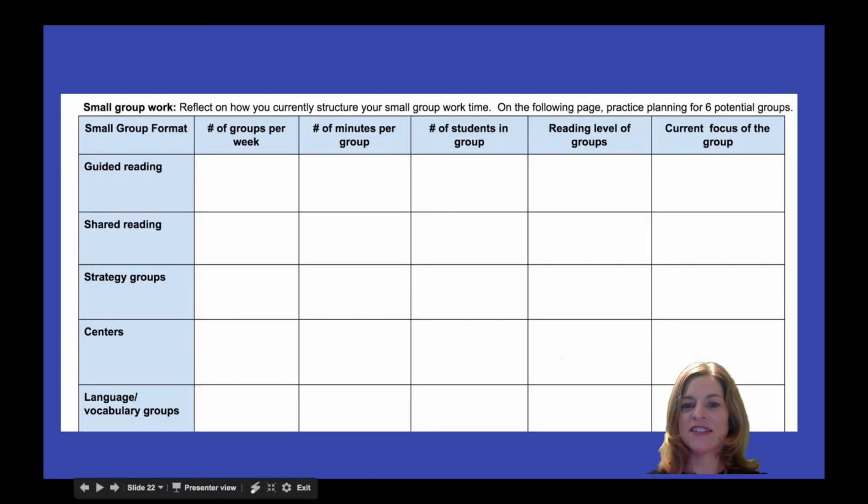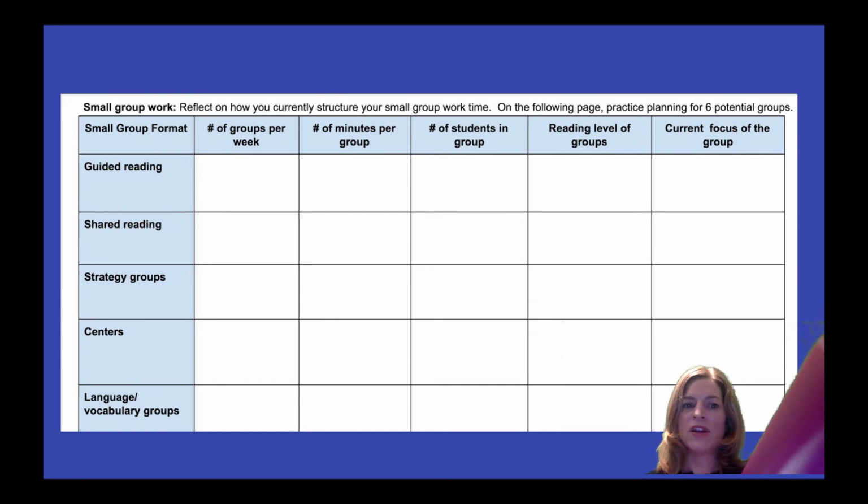So if you look at this next slide here, what I've shown you, and I've posted this in Schoology, is that I'd like for you to just go through and think about the number of times of groups that you see per week for guided reading, shared reading, strategy groups, centers, and language-specific groups. The number of minutes per group, the number of students in the group, the reading levels, and the current focus. So what is the instructional focus that you're working on with those groups? So just sort of a reflection and a conversation around what is this currently looking like?